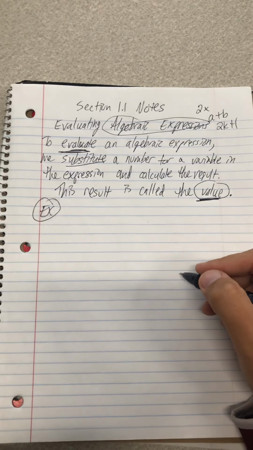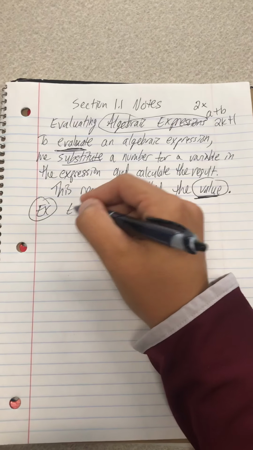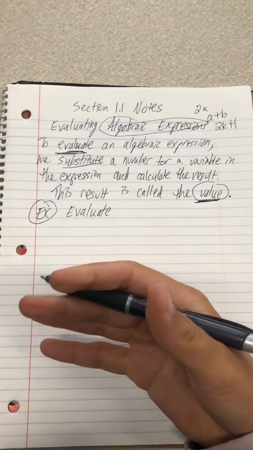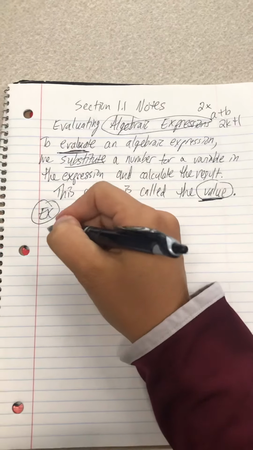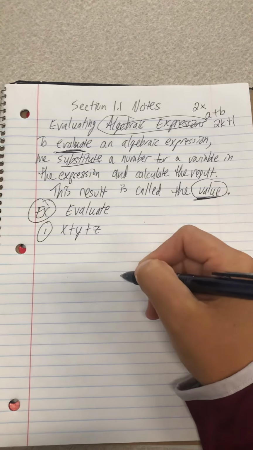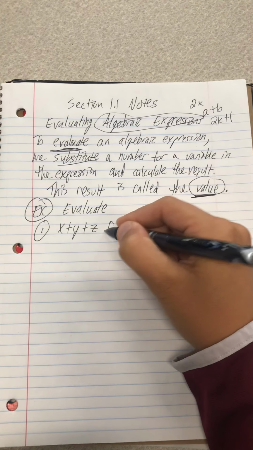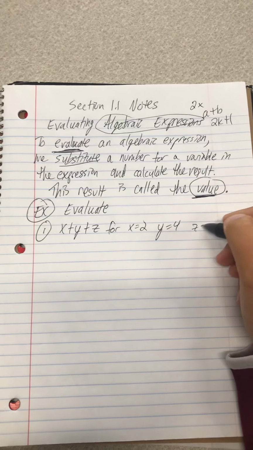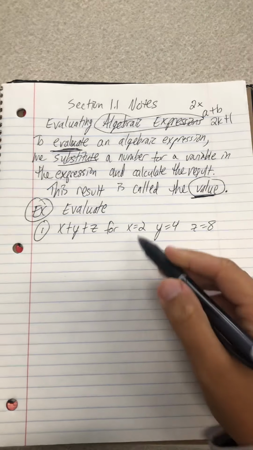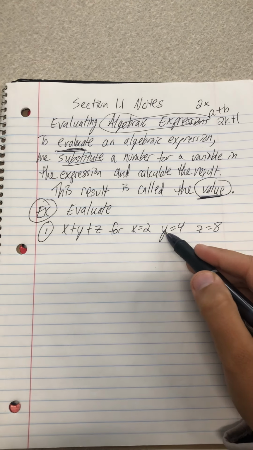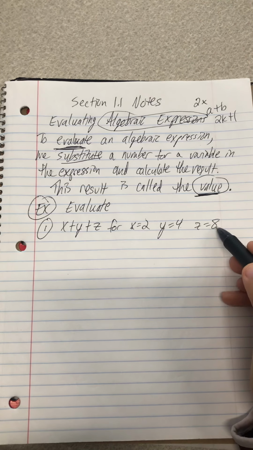So EX means examples. So in the examples, you are going to practice evaluate. So again, when you evaluate, you get the value. So number one, if I have X plus Y plus Z. Okay, notice you can't add those together. For X is 2, Y is 4, and Z is 8. Okay, so what this means is that every time I see an X, that represents 2. Every time I see Y, that represents 4, and Z is 8.